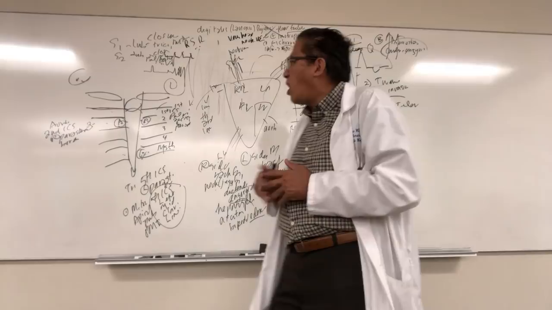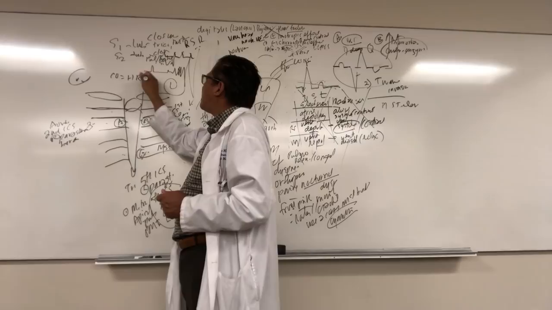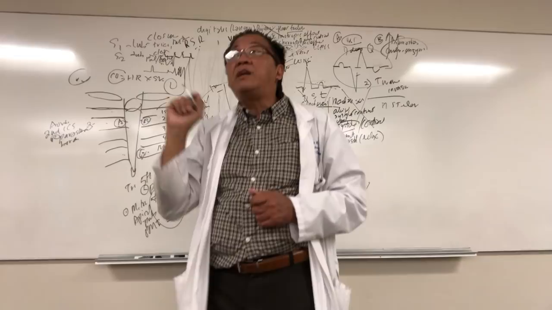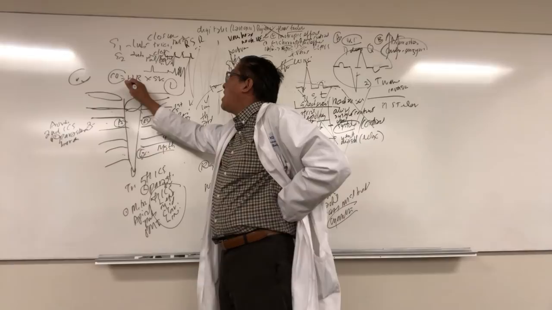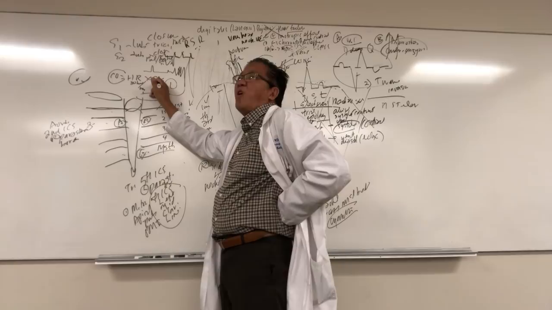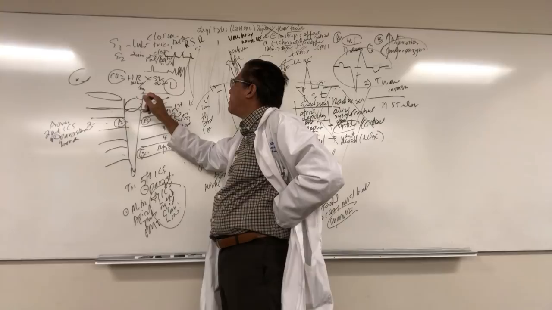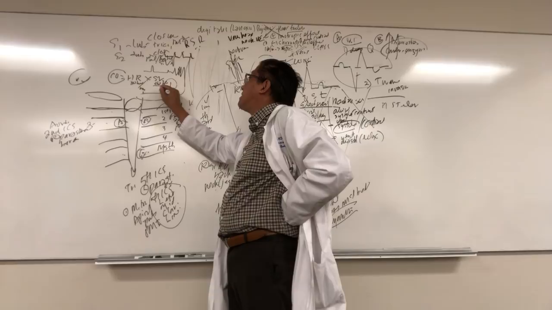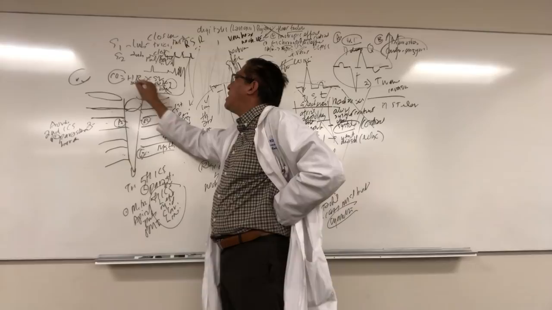What is this formula here? Cardiac output is equal to heart rate times stroke volume. Cardiac output is the amount of blood pumped by the heart per minute. What about stroke volume? The amount of blood pumped by the heart per beat. Heart rate, let's say 80 beats per minute. Stroke volume is the amount of blood pumped by the heart per beat. The beats cancel, leaving the amount of blood per minute, which is the cardiac output. That is how you derive the formula.